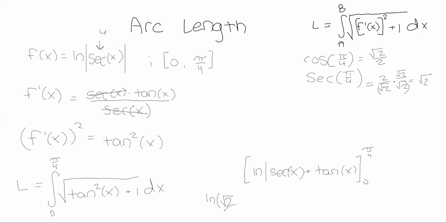So to continue on, we have natural log of square root of 2, and then we wanted to find the tangent of x. We plugged in pi over 4, and we used the unit circle, and we found out that tangent of pi over 4 is equal to 1. So this is going to be natural log of square root of 2 plus 1. And then we're going to do, sorry, not a plus, but a minus. We're going to do minus natural log of secant of 0 plus tangent of 0.